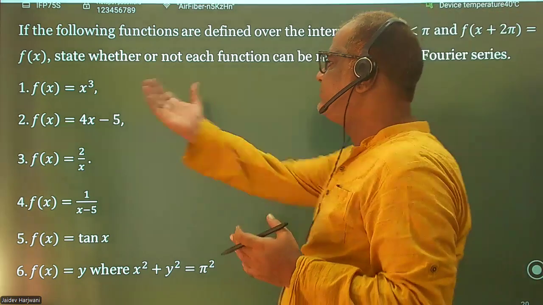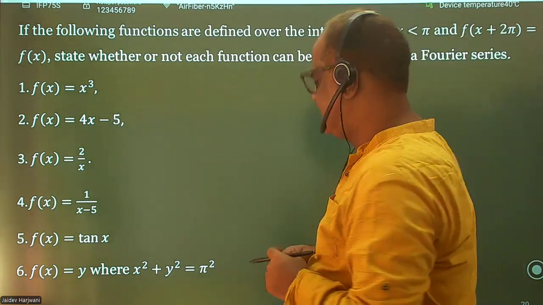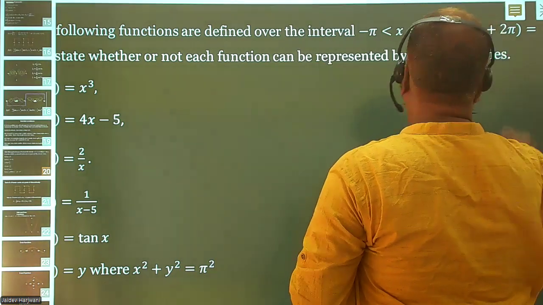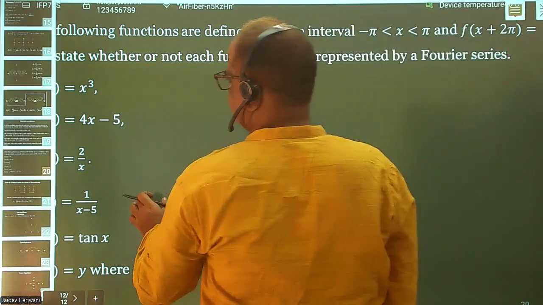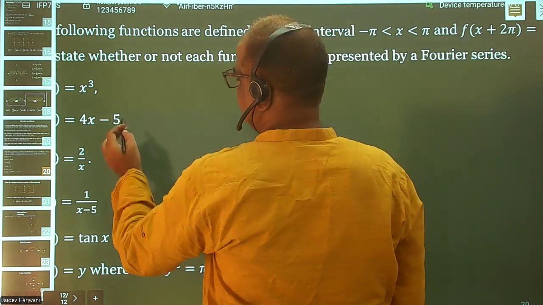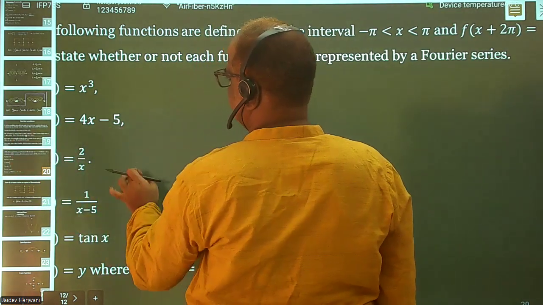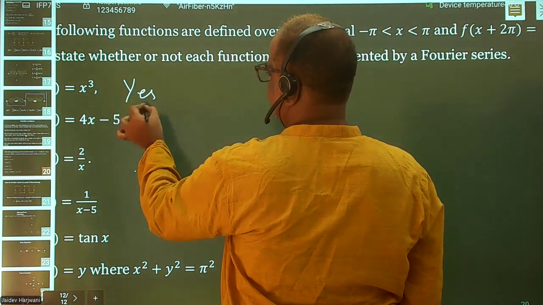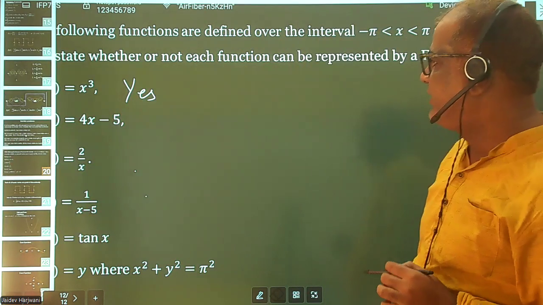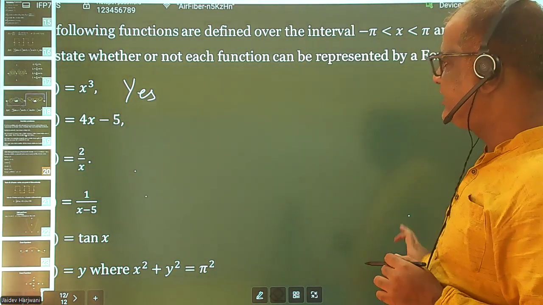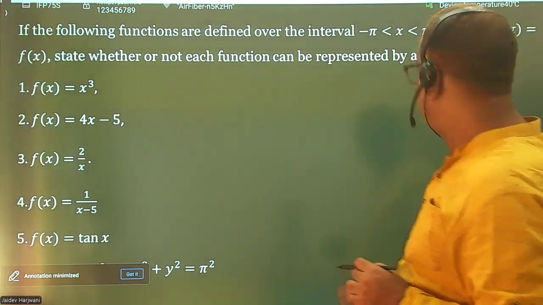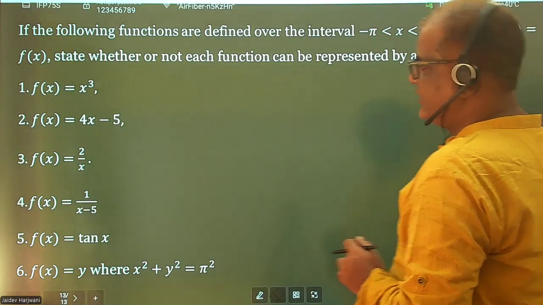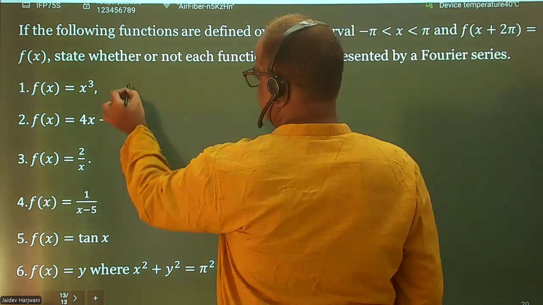Which of these functions can be represented by Fourier series? So number one is x cube. x cube is something that can be represented by Fourier series because it is finite in the interval, and periodicity is already given. Similarly, the next function is 4. So this is yes.